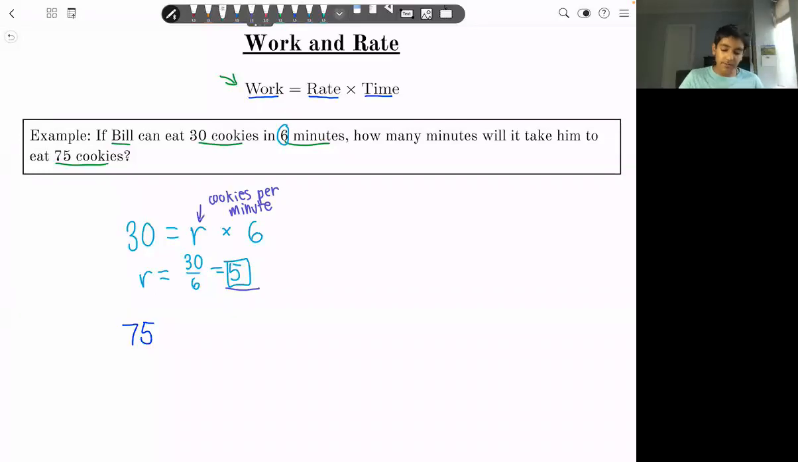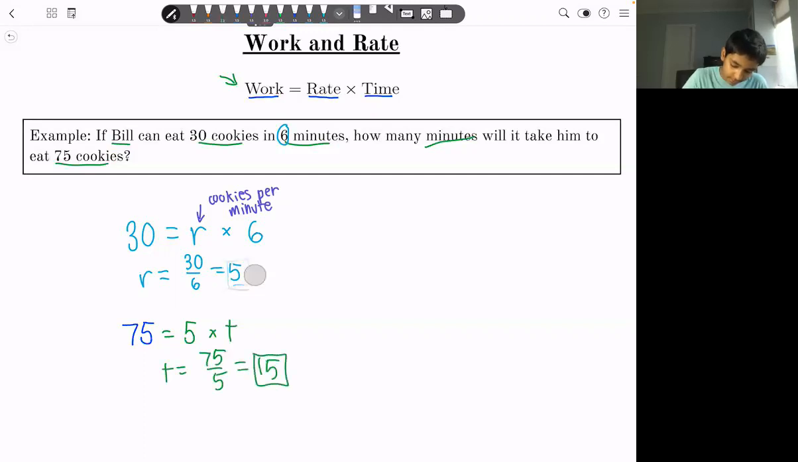So now we have the 75, the number of cookies, which is equal to the number of cookies per minute, which is 5, because he eats 5 cookies per minute, times the amount of time he takes. We don't know that; that's what we're trying to find, how many minutes he takes. From here we can find that T is just 75 divided by 5, which is 15, which is our actual answer. Yeah, so this is the general idea.